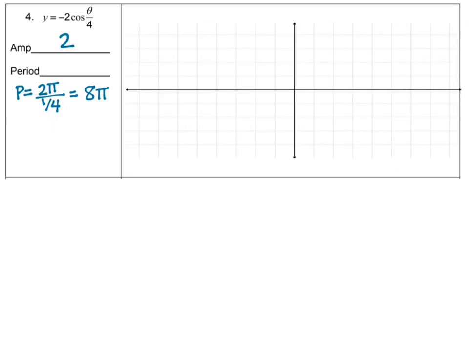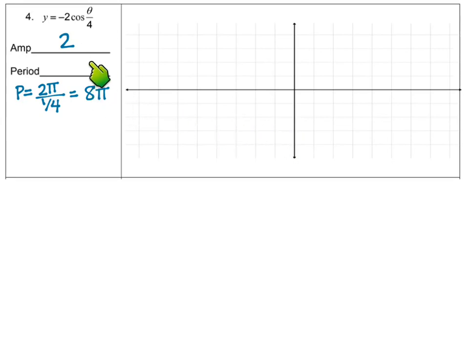For this problem here, we are graphing a cosine. So I'm looking at the amplitude. The amplitude is 2. Even though it's got a negative, the amplitude is 2, but we know we're going to go in the negative direction, which just means for cosine, instead of starting up here at the top with the amplitude, we're going to start at the bottom at the negative amplitude.